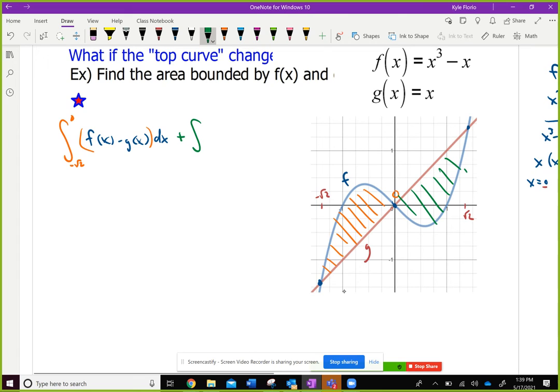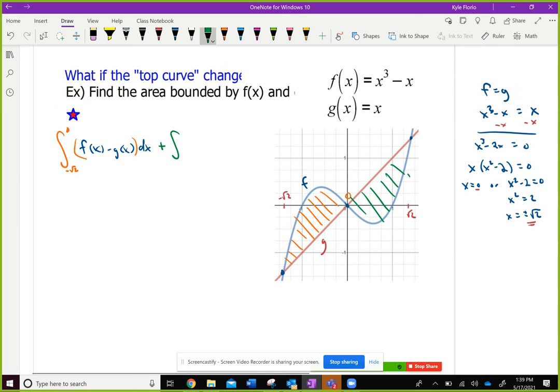That's going to be the integral of my top function minus my bottom function. What's my top function now? So I am going from 0 to root 2. But my top function and bottom function changed, right? X is my top function now, and f is my bottom function. So now it's going to be g minus f. Oh, that's annoying. That's like more work.